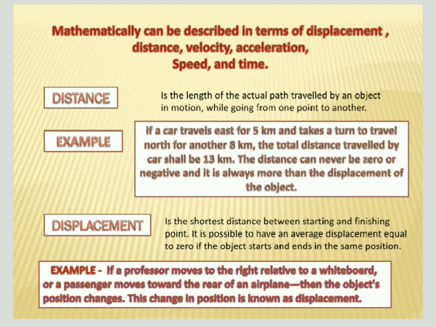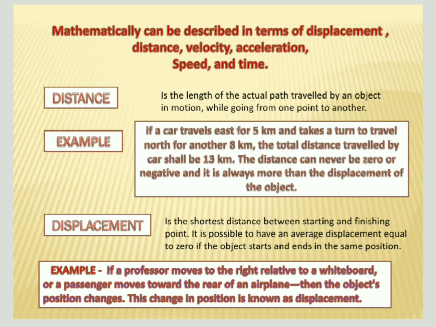So what is distance? Distance is the length of the actual path traveled by an object in motion while going from one point to another. When any object or a person is in motion, going from one place to another, the actual path which that person or object covers is the distance. Suppose you are going from your home to your school, the actual distance which you cover, suppose it is 1 kilometer or 2 kilometers, that is called the total path covered, from the point where you started to the destination you wanted. So that total path covered is called distance.